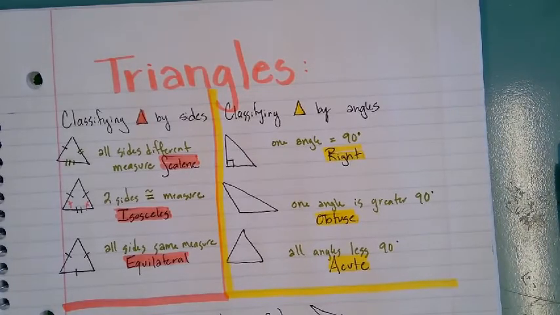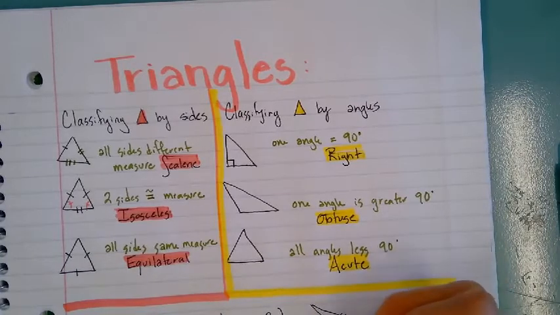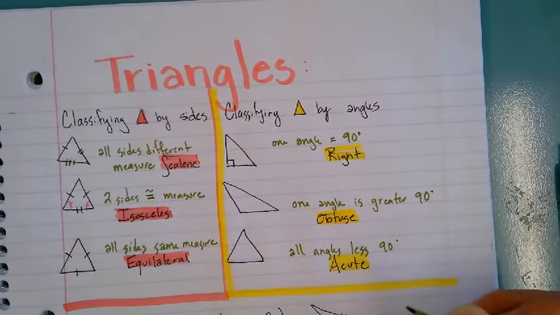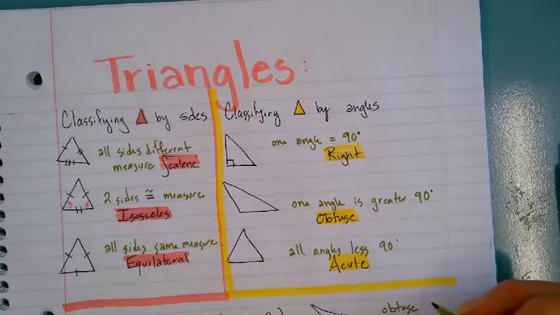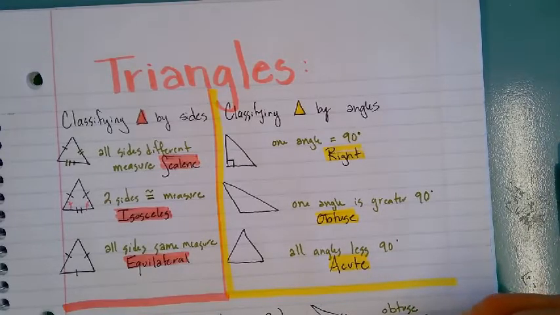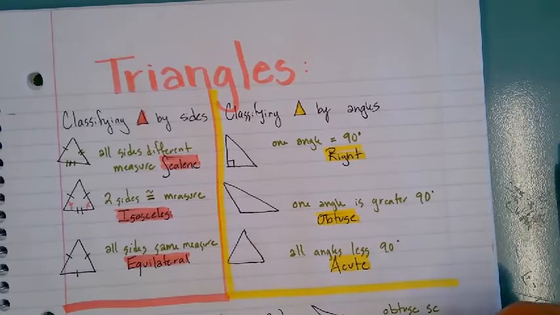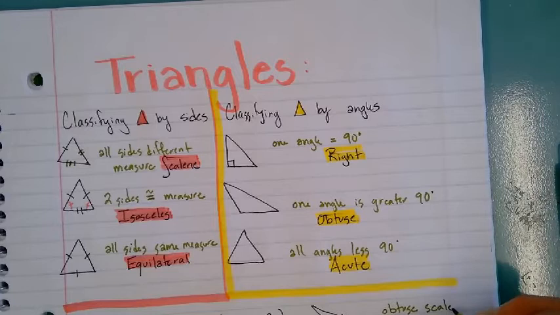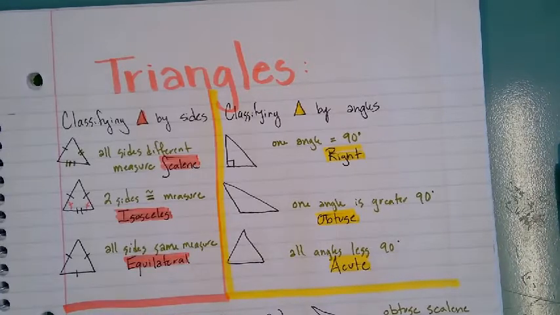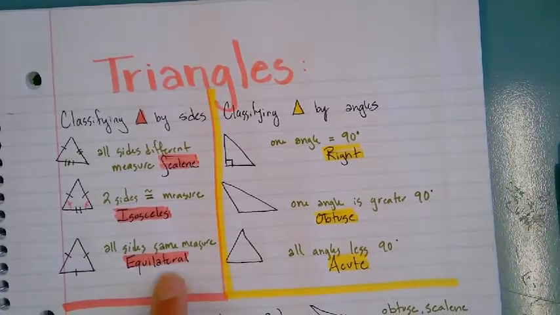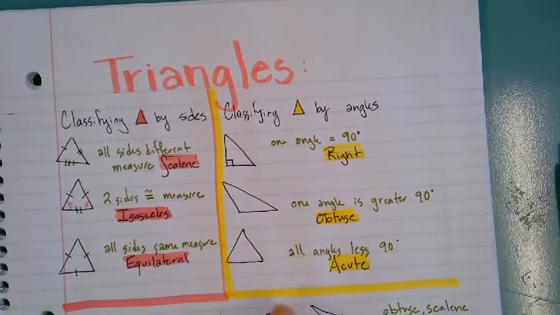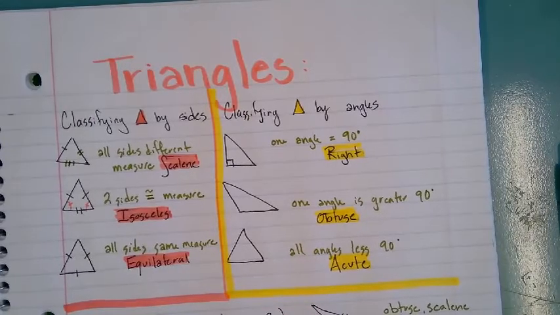For number 2, this has an angle larger than 90 degrees, so we're going to call this an obtuse. And all of the sides are different, so it's going to be an obtuse scalene. And if you put scalene obtuse, if you switch the names around, that's fine. Doesn't matter which name you have first. Number 3, all of the sides are the same, so it's an equilateral, and all of the angles are less than 90 degrees. So we can call this an acute equilateral.